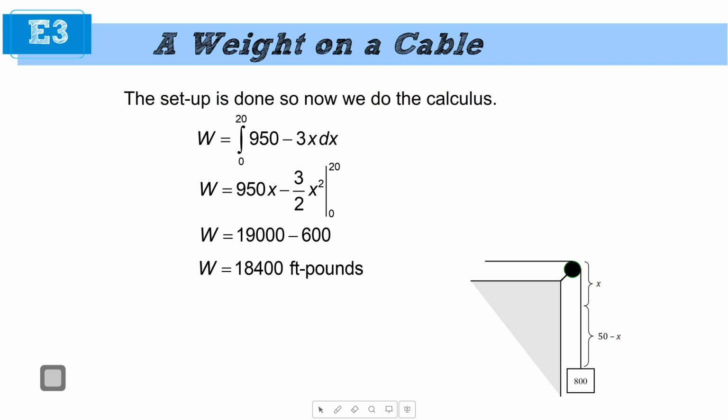Okay, why is it 600? Because if you plug in 0, it would just be 0. That's the 20 in the 3 halves x squared. 20 times 950 is 19,000. 20 squared times 3 halves is 600. You're right, if you plug in 0, it would be 0. Yeah. Okay.